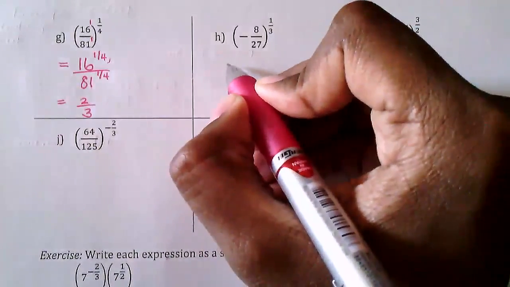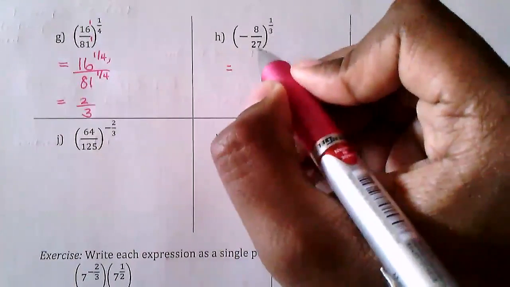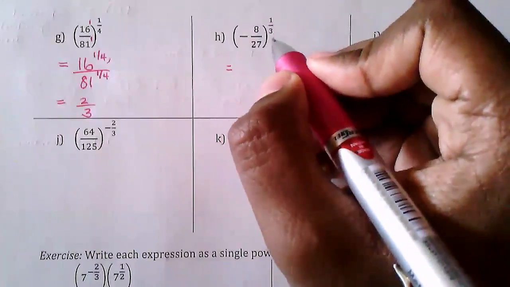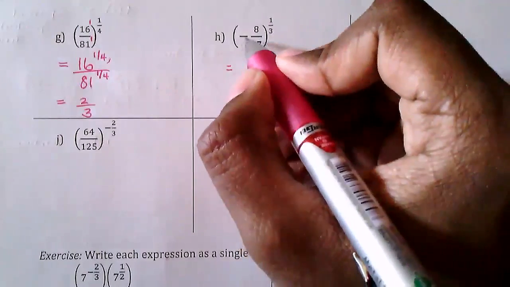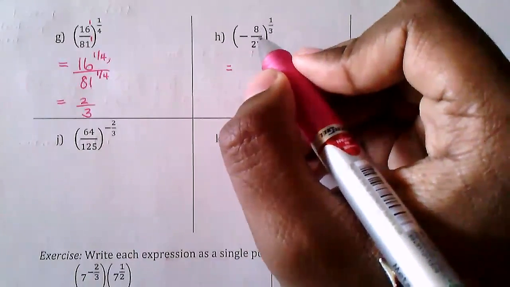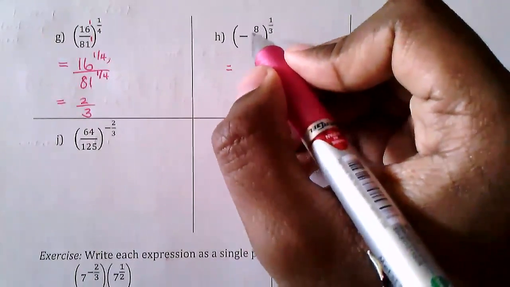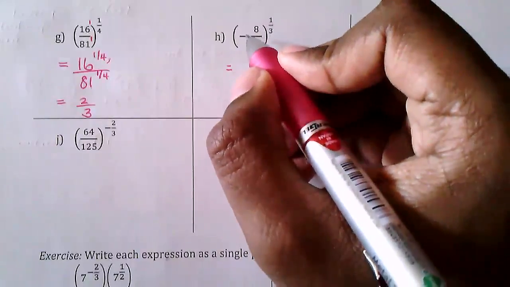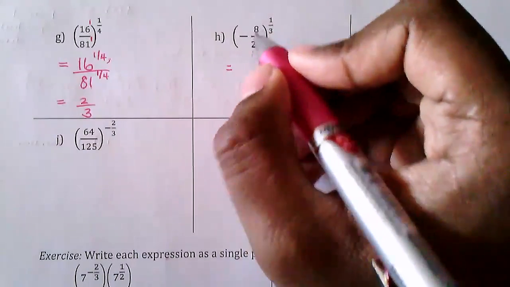Let's take a look here. So here I have -8 over 27 to the power of 1/3. This negative applies to this entire fraction. When you're breaking it down, you either associate it with the numerator or the denominator. So in this case, I'm going to associate it with the numerator.